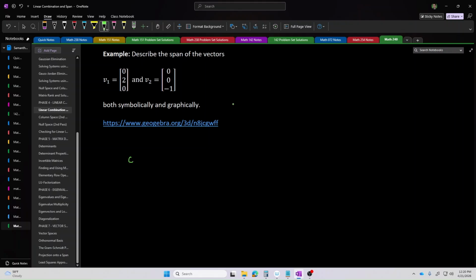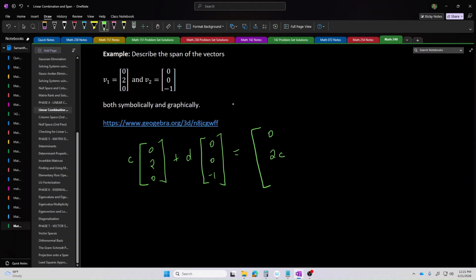So I would have some number times a vector v1, whatever other number times the vector v2. This is the generic format of a linear combination of these two vectors. If I put them together using vector arithmetic, I get something that has at all times 0 in that x component, then 2 times c plus 0 in the y component, and then 0 minus d in the final component.